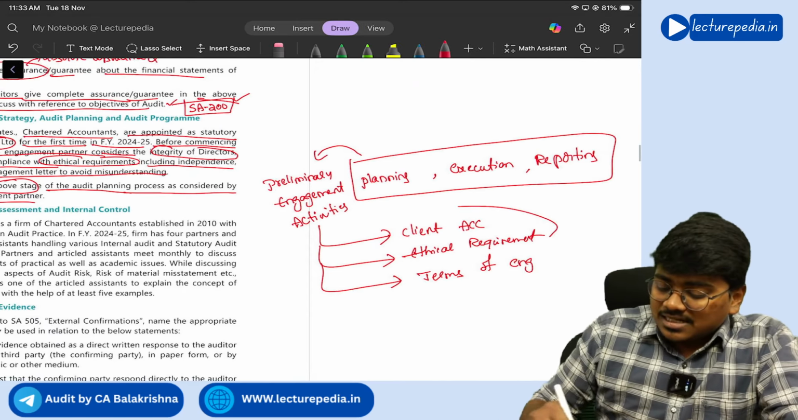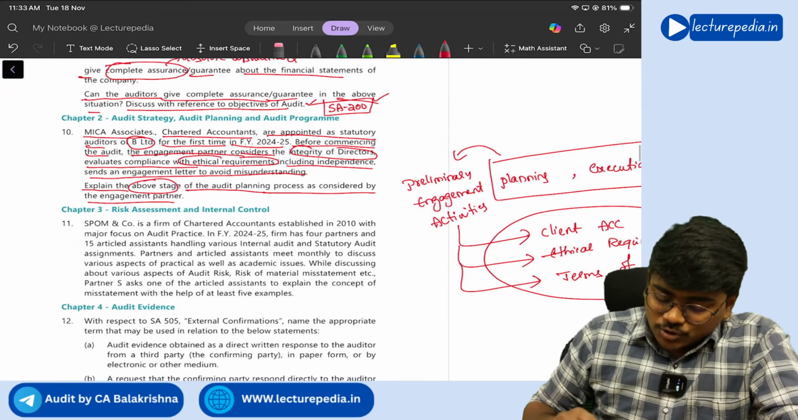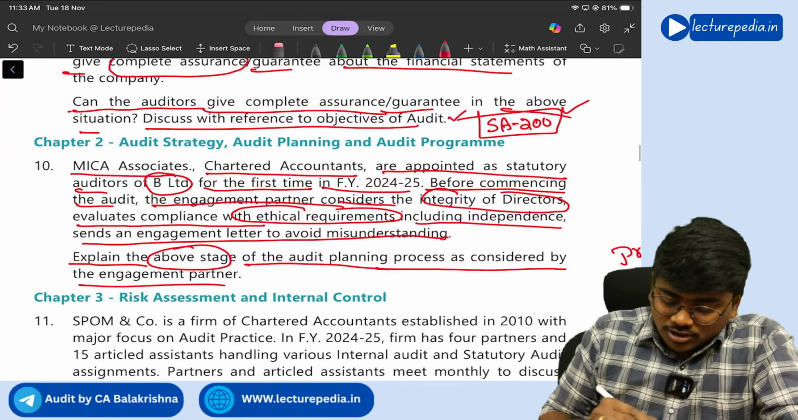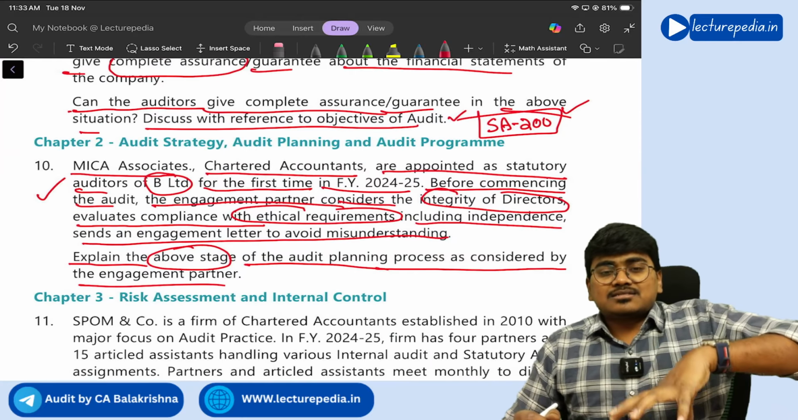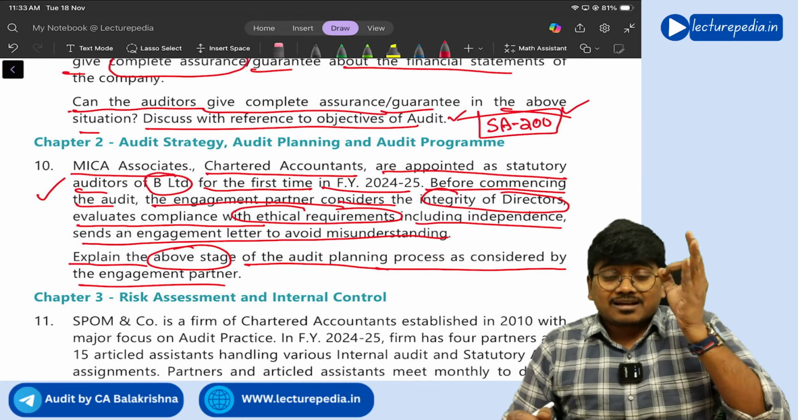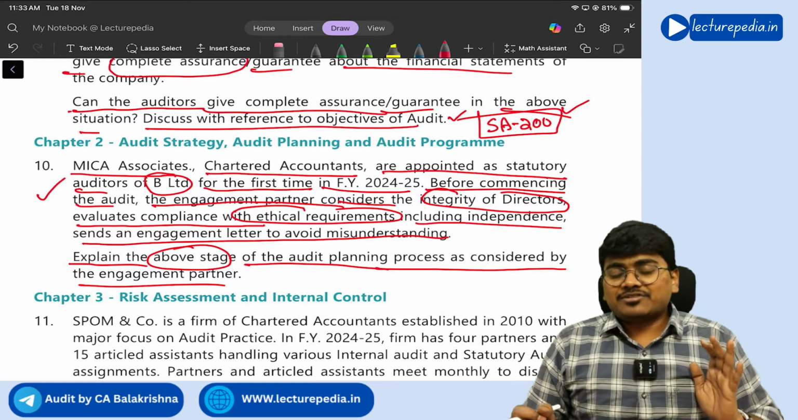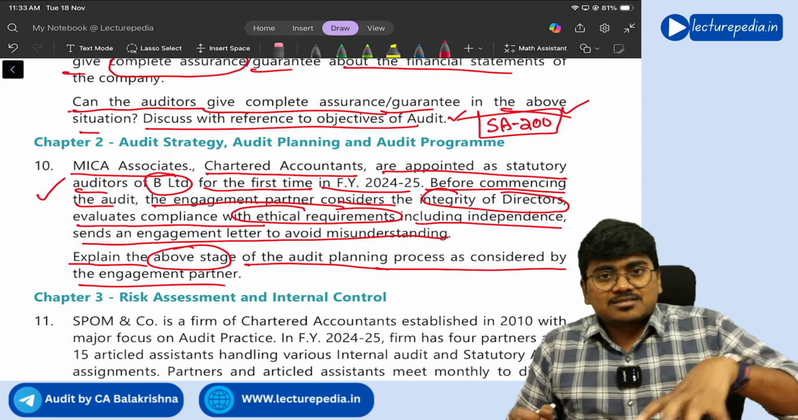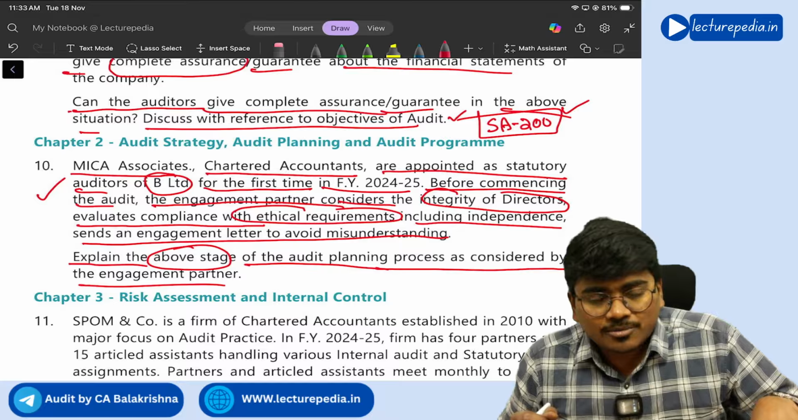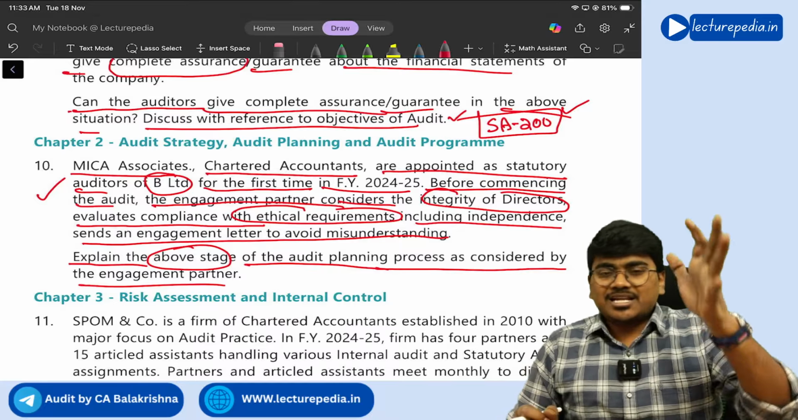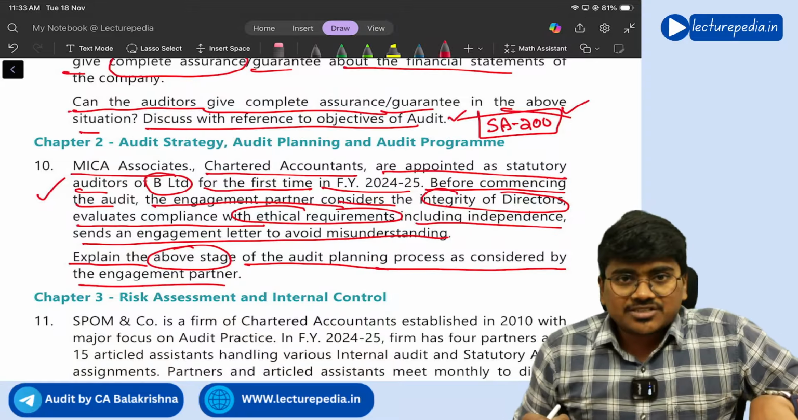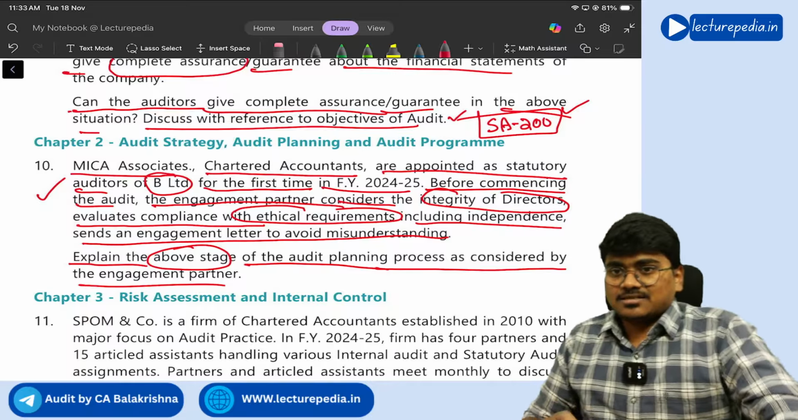So these three things you need to explain, and you should say that the procedures being performed here belong to preliminary engagement activities. You need to write that the procedures they are performing here are related to preliminary engagement activities. Got it? Yes.